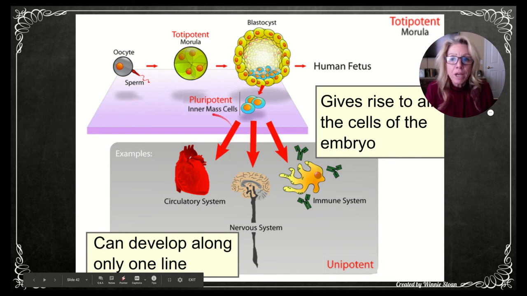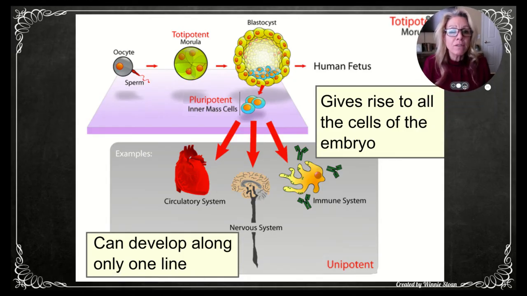Now, the next two. Pluripotent, which is that inner cell mass, can only give rise to the cells of the embryo. That's all that they can give rise to. So pluripotent gives rise to all the cells of the embryo. And then unipotent, uni means one. At this point you have moved so far along in development that you can only become that one thing. You have become determined and you will only differentiate into the one thing. So in your notes, unipotent can develop only along one line.